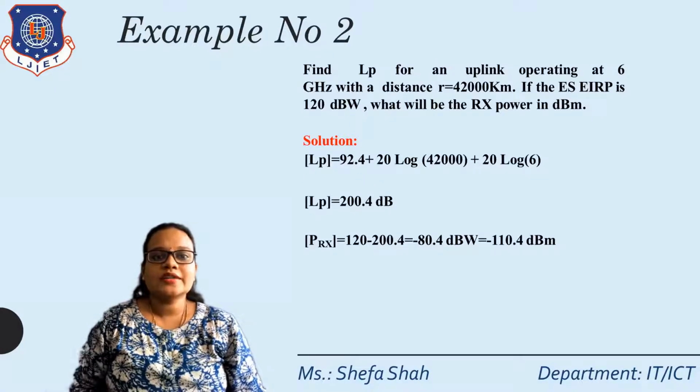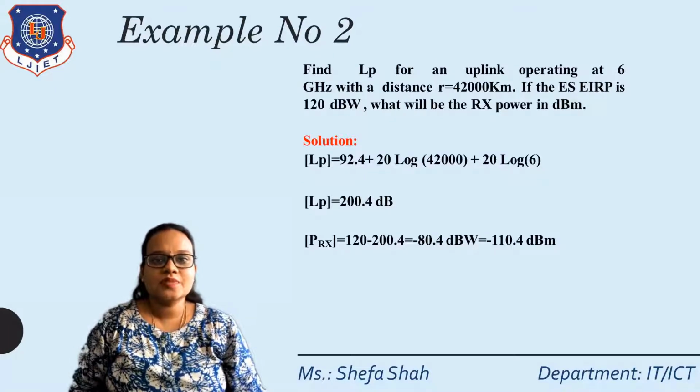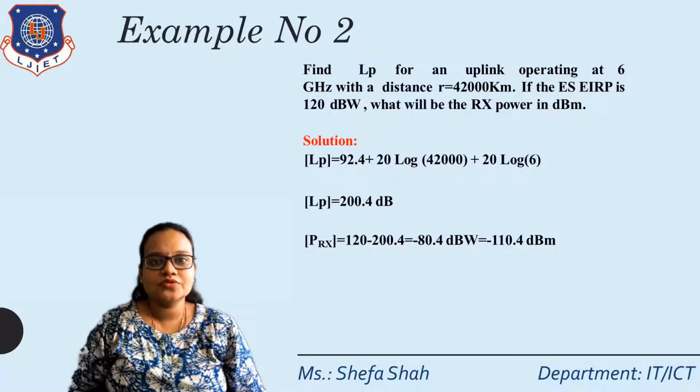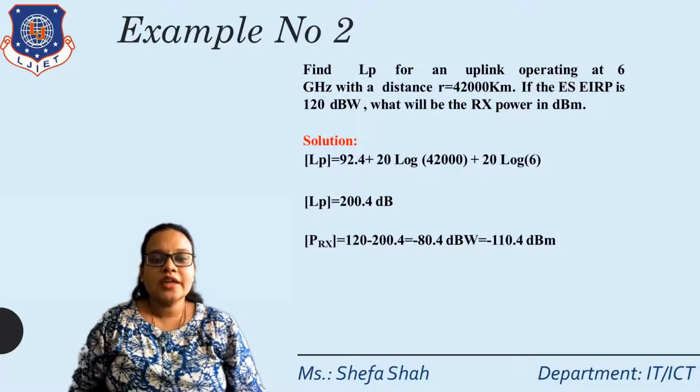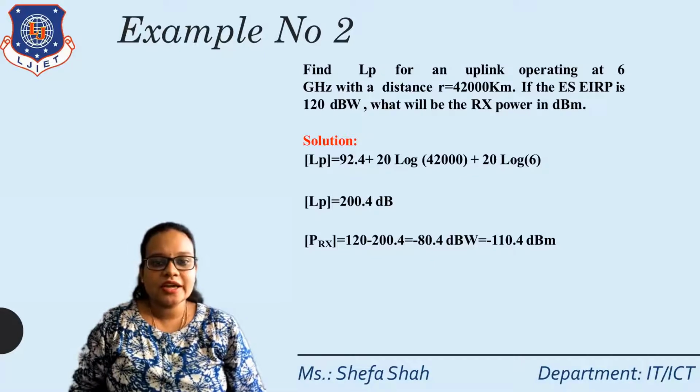Next, example 2. In example 2, it has been stated: find LP, that is the path loss, for an uplink operating at 6 gigahertz with distance R equal to 42,000 kilometer. If the earth station EIRP is 120 dBW, what will be the received power in dBm?